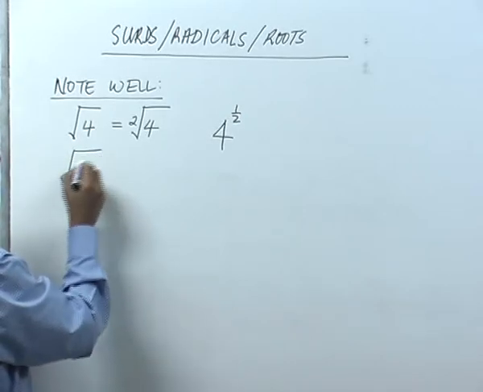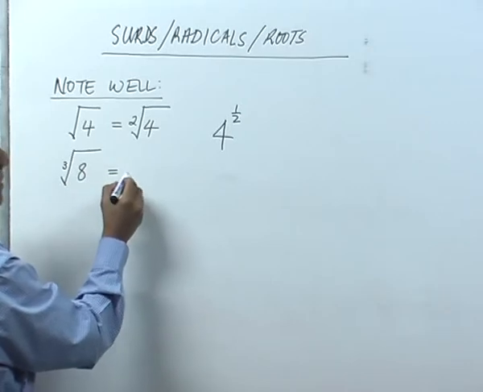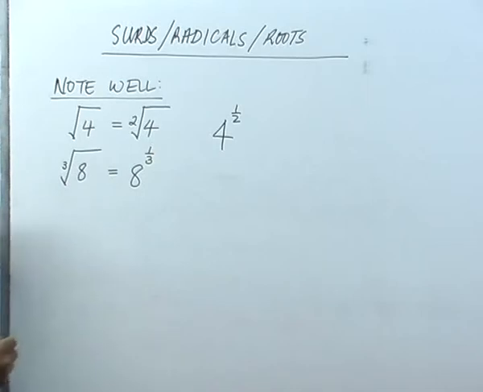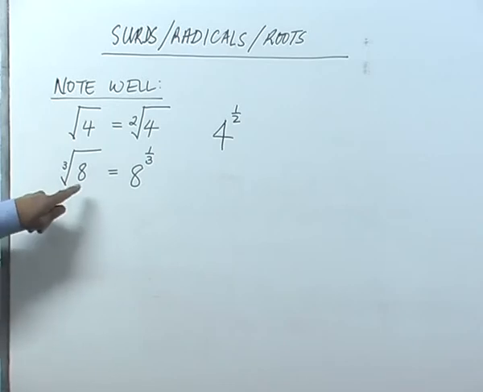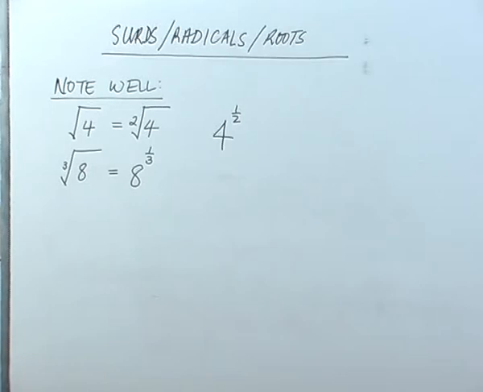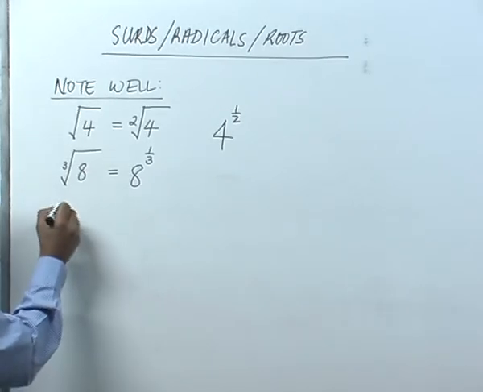Similarly, a replacement for a cube root sign, as in the cube root of 8, is 8 to the 1/3. So the replacement for a square root sign is index half, and the replacement for the cube root sign is index 1/3. And a few more general things. Let's take square roots.